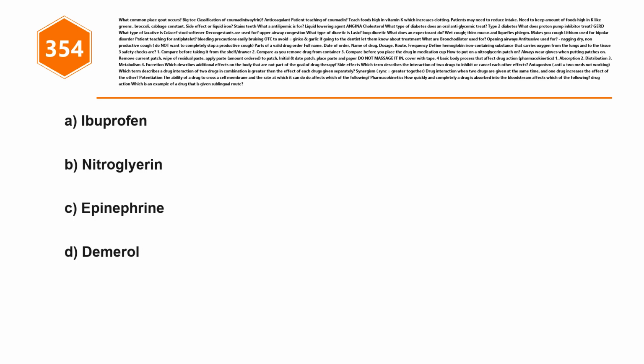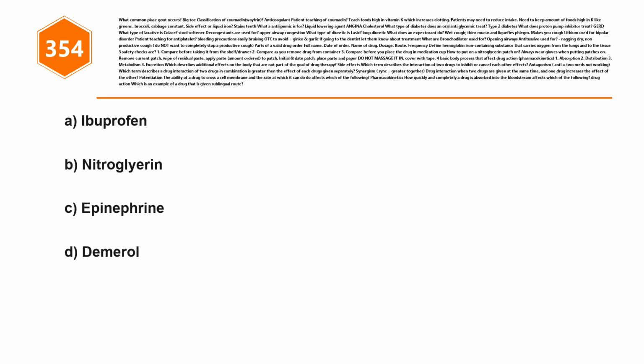Basic body processes that affect drug action, pharmacokinetics: 1. Absorption. 2. Distribution. 3. Metabolism. 4. Excretion. Which term describes additional effects on the body that are not part of the goal of drug therapy? Side effects. Which term describes the interaction of two drugs that inhibit or cancel each other? Antagonism; anti equals two meds not working. Which term describes a drug interaction where the effect of two drugs in combination is greater than the effect of each drug given separately? Synergism; syn equals greater together. Which term describes a drug interaction when two drugs are given at the same time, and one drug increases the effect of the other?